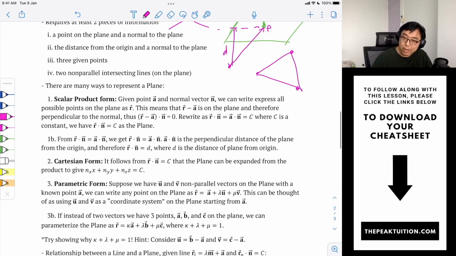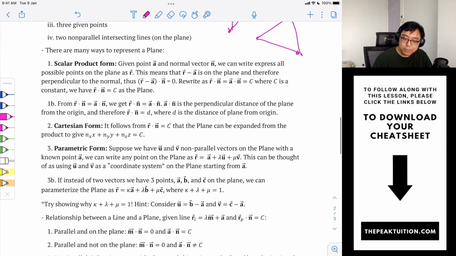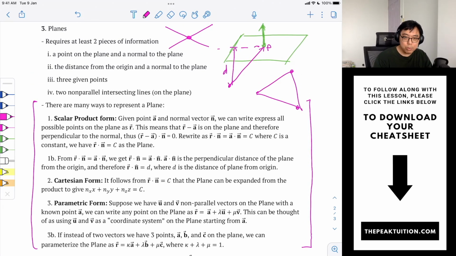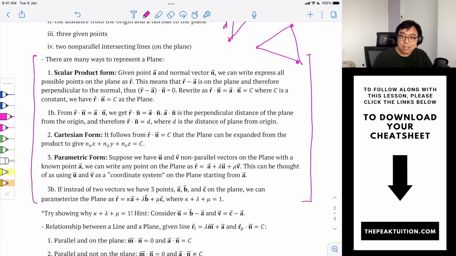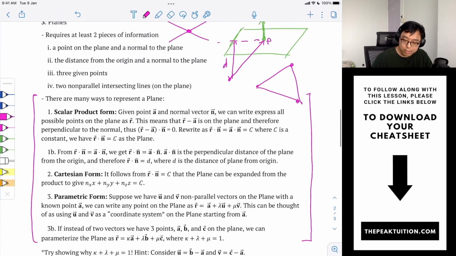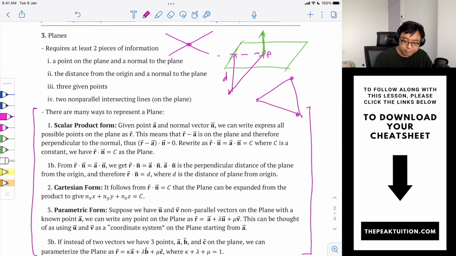What's important, however, is to be able to understand the different forms in which you can represent a plane, which is this section here. Okay, the above is good if you can understand. It will help you a lot with the intuition. But what's most important is to be able to understand all these different forms to represent the plane. So a scalar product form is when you have a point and a normal vector.